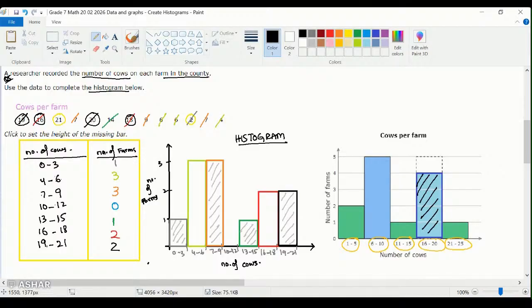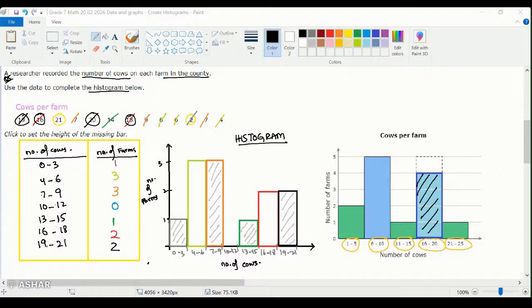The only difference is that the second one does not show us that there was no farm which had between 10 and 12 cows on it, right? There were no farms which had 10 to 12 cows. It's more detailed. The smaller gaps you have, the more detail is being presented. But for this question, we just simply had to make the bar. Okay, let's look at another example.